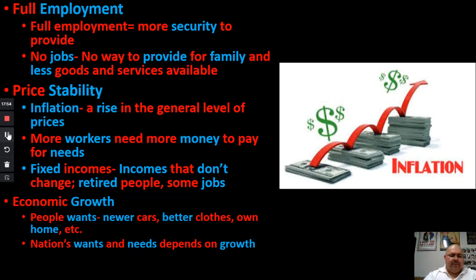And when inflation happens, people need more jobs so they can get paid more and do what they need to do for themselves and their family. The people who are really hurt during this time are people on fixed incomes. And it sounds just like it is. It's money that you get that doesn't change. So typically it's older people who are on Social Security, they get maybe, let's say, $600 a month.